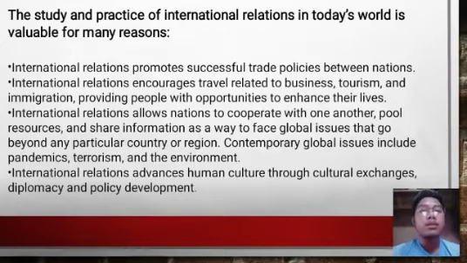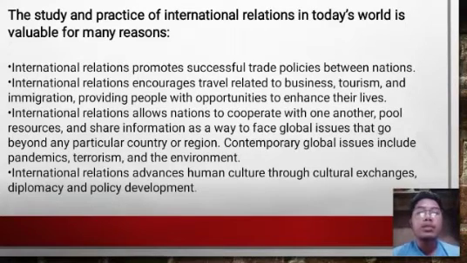First, international relations promote successful trade policies between nations. Second, international relations encourage travel related to business, tourism, and immigration, providing people with opportunities to enhance their lives. Third, international relations allow nations to cooperate with one another, pool resources, and share information as a way to face global issues that go beyond a particular country or region.